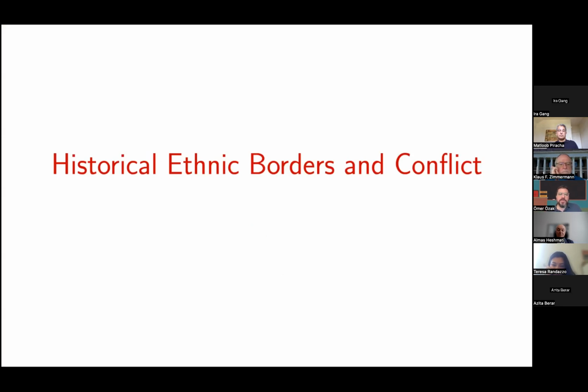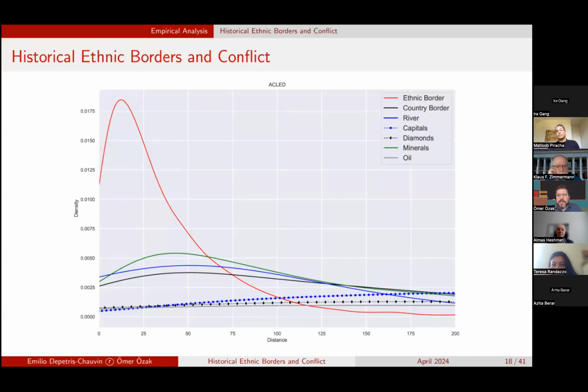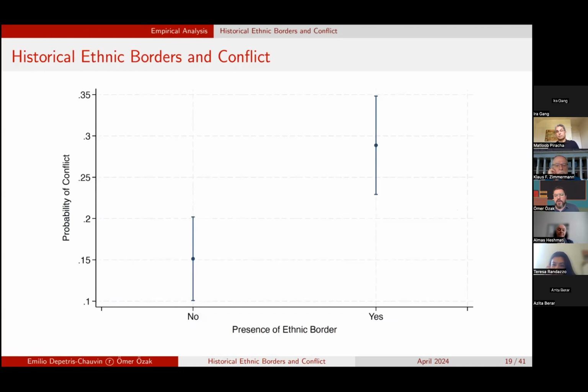Okay, let me now show you a little bit of the evidence of the relationship between historical ethnic borders and conflict. First, here I'm going to show you the distribution of conflict events in relation to distance to various sources of conflict and other linear properties, and in particular our ethnic borders. What we see here in red is the distribution of the distance of conflict events to ethnic borders, and we see that they are very close to ethnic borders. For all the other potential sources of conflict or other linear features, conflict doesn't seem to be associated with being very close. In fact, if I compare cells that have a historical ethnic border with cells that don't, the presence of a historical ethnic border is associated with basically twice as much conflict.